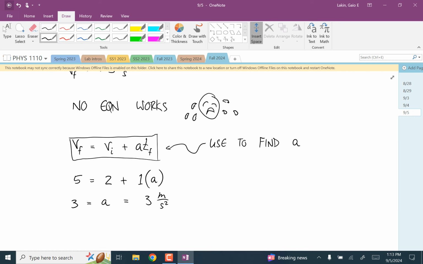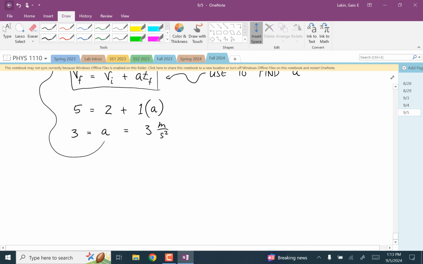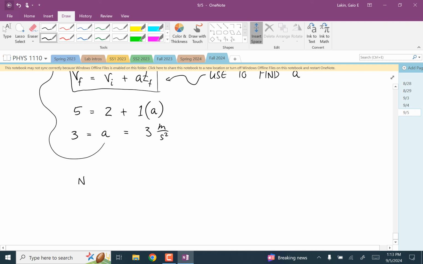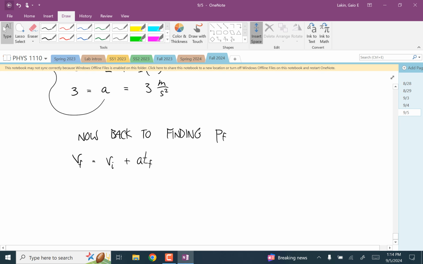And now A is also known, and we can go back to trying to find PF. Okay, so now we're going back to finding PF. So the first equation, does this one work? No. It does not work because it doesn't have PF in it, so you can't solve for something that's not in the equation.